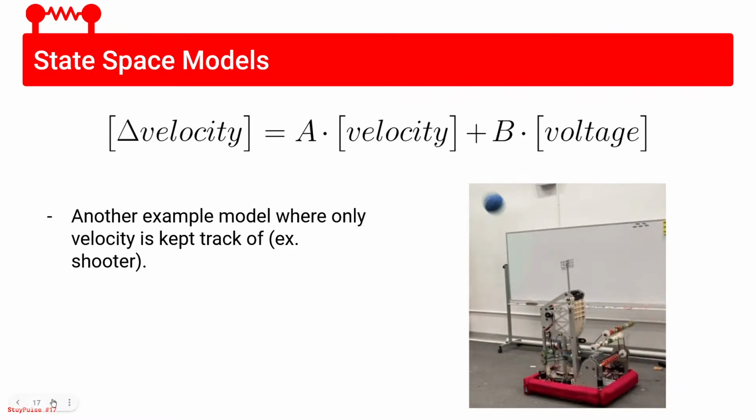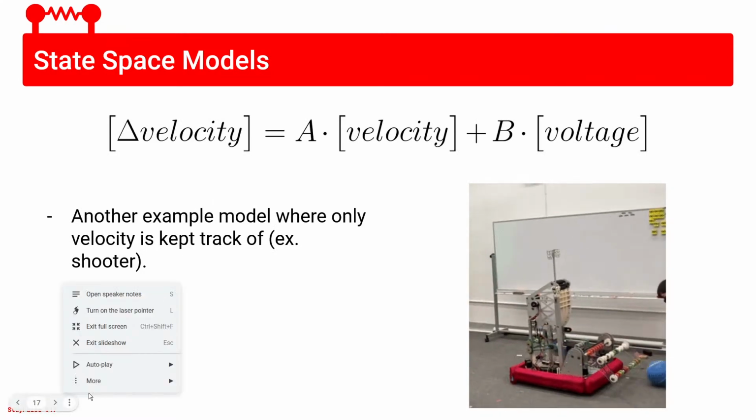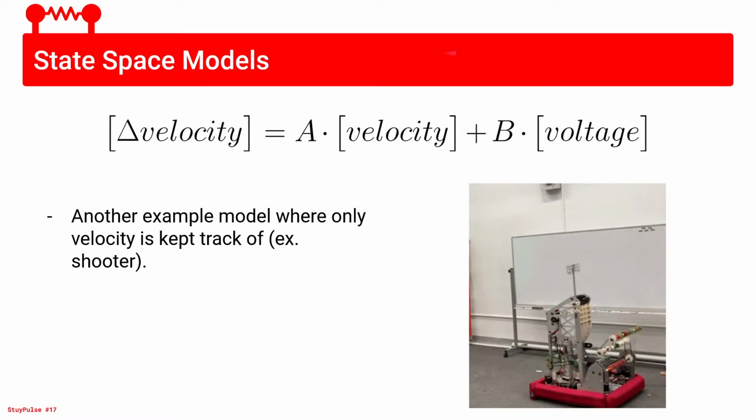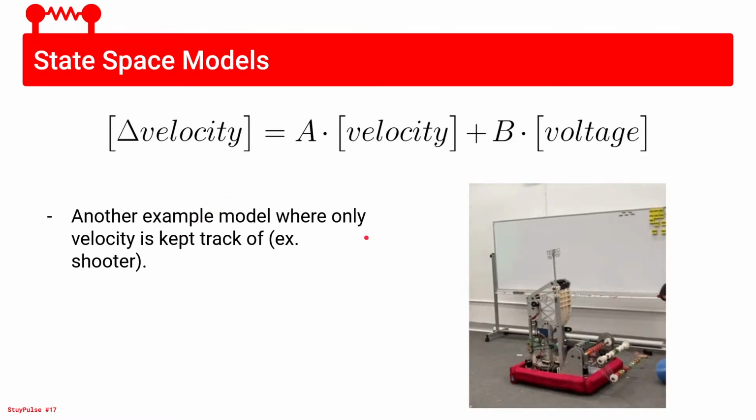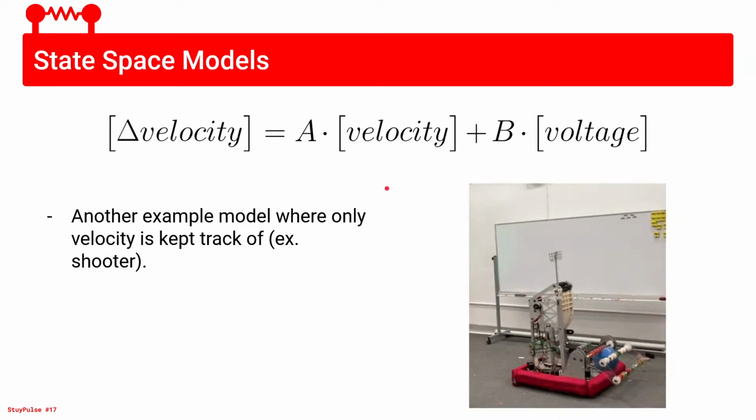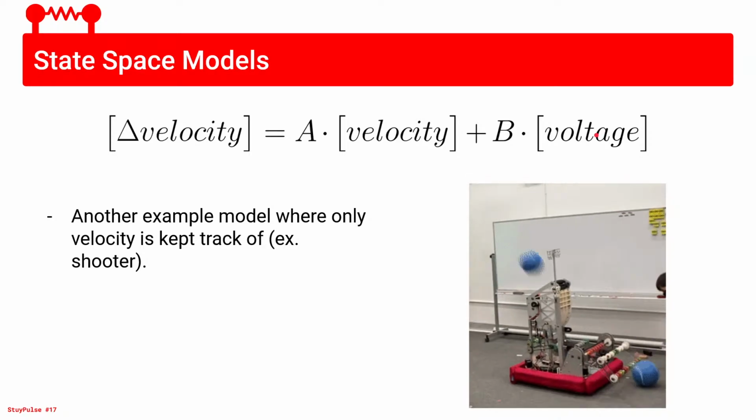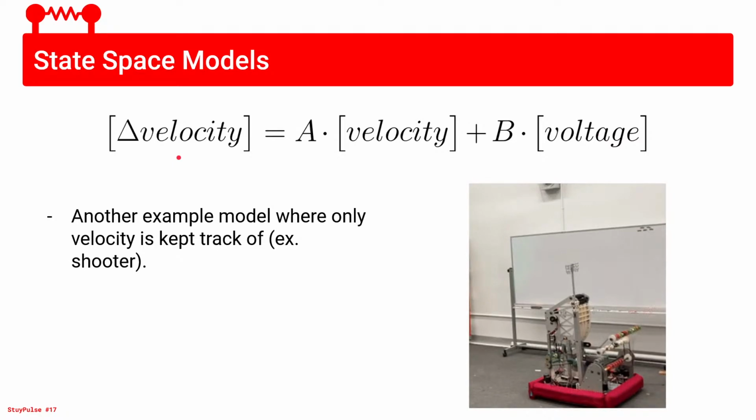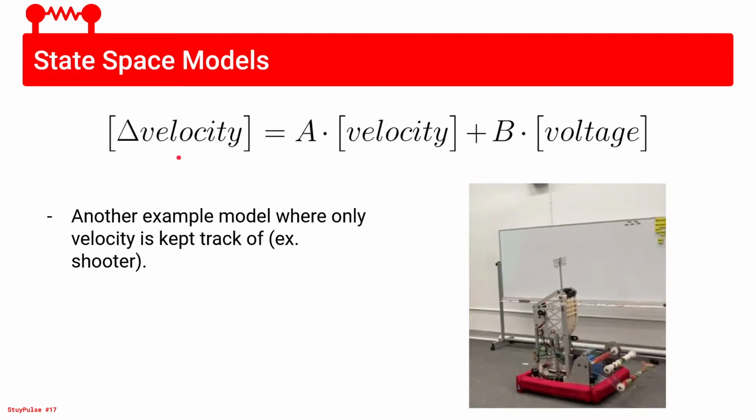Can I do a pointer on this? Oh, I can. Okay. So you can see over here, if we wanted a model where our only state variable that we want to keep track of is the velocity, you can see that in this term right here. You have the velocity, and then you have the input, both on the right-hand side, and that's evaluating to a change in velocity. So that's pretty much how you're keeping track of how the state variables are changing in your simulation.